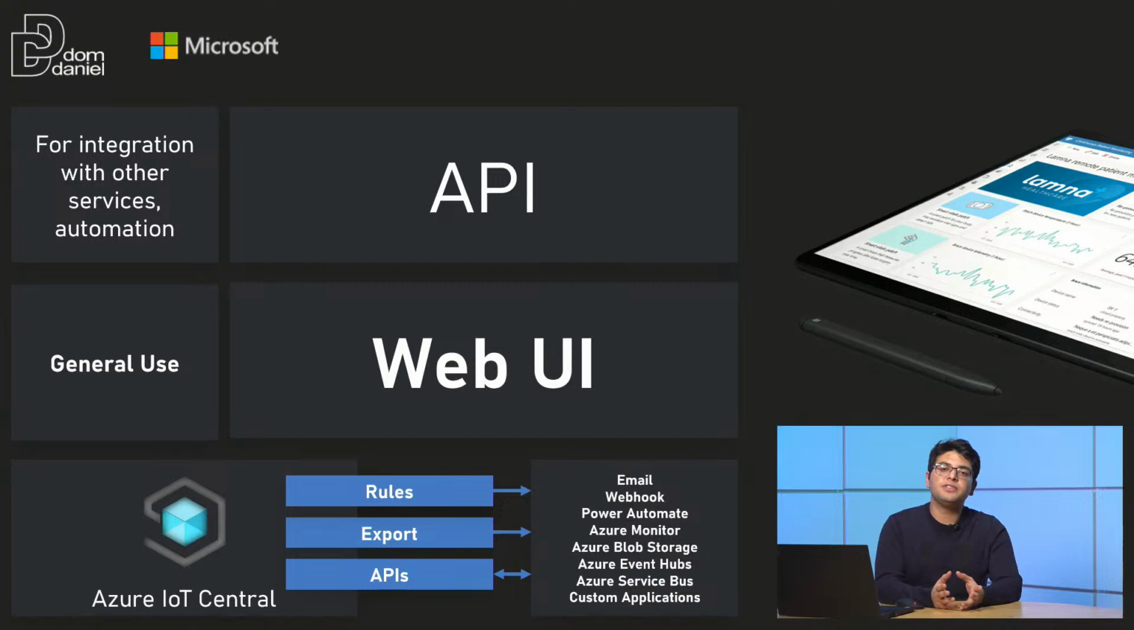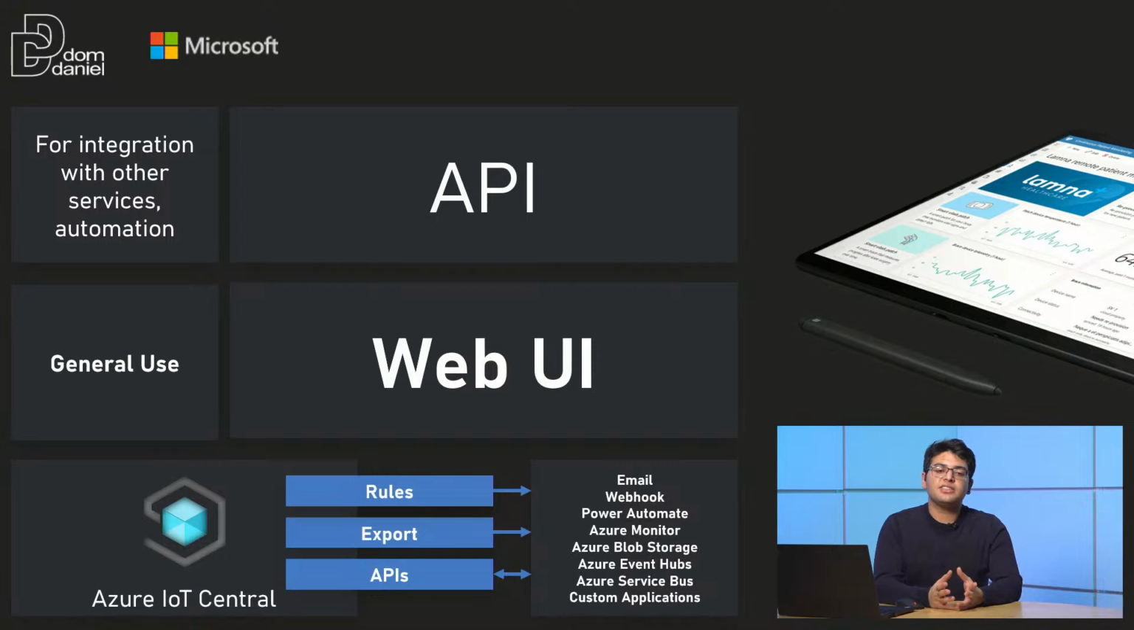So how can you use Azure IoT Central? You can use the web UI, which is the general use case and mostly used because IoT Central is mostly a visual platform. It provides lots of data. But it's also available in API format if you want to integrate your Azure IoT Central with other devices or other platforms. You can easily do that.